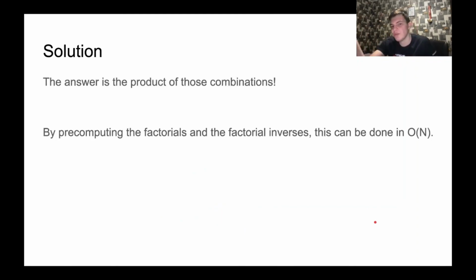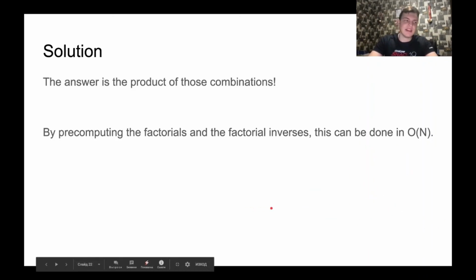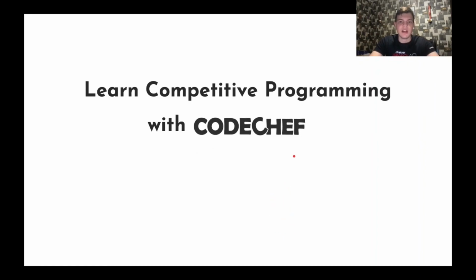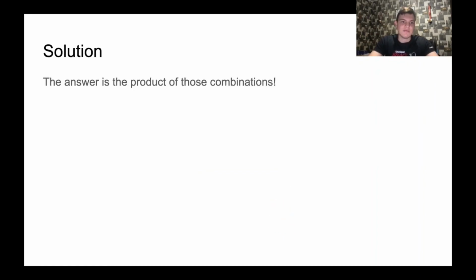If you pre-compute the factorials and the factorial inverses, note that the factorial inverses can be pre-computed in linear time, or you just pre-compute the largest one and then go back from it. You can also do n log n here, but you can also do the pre-compute in linear time, and then every particular combination can be found in constant time. And yeah, this is pretty much the solution.